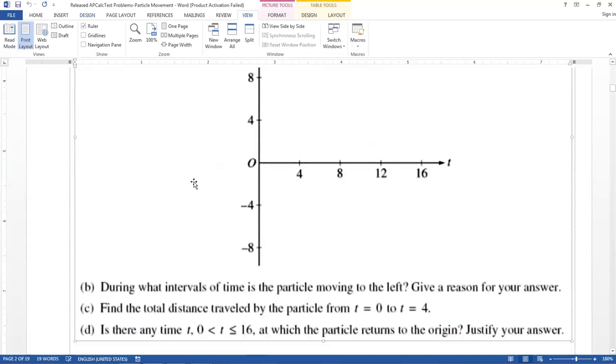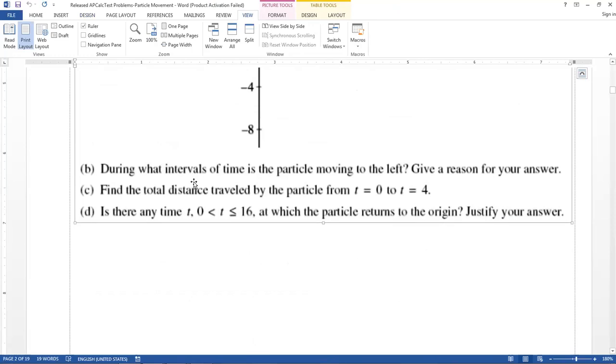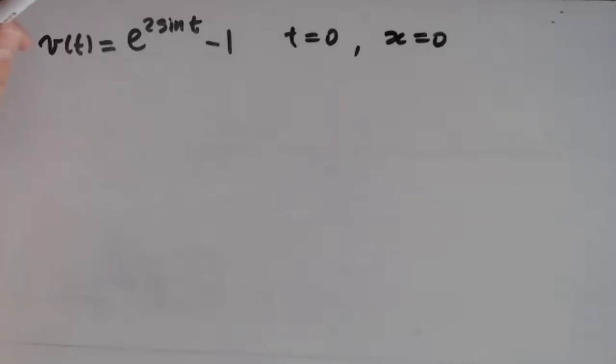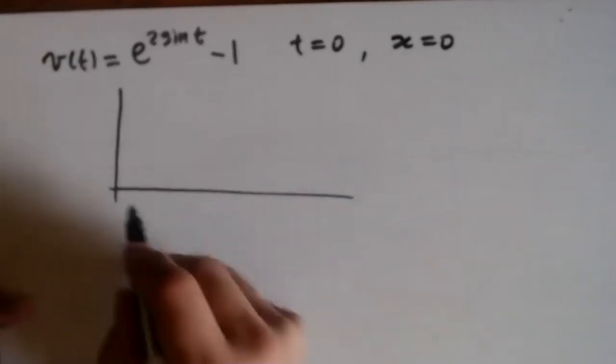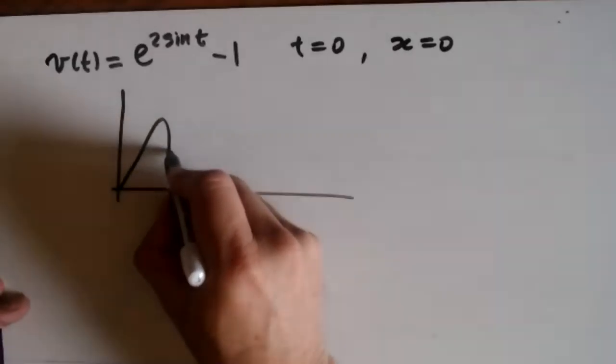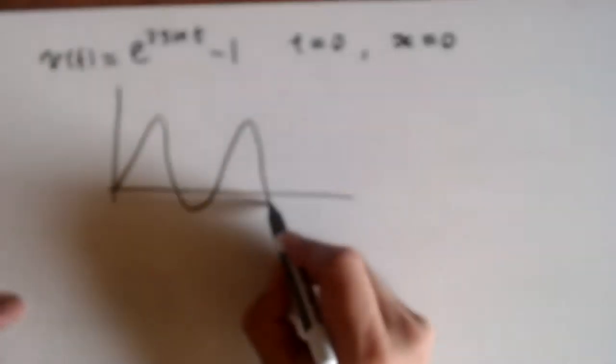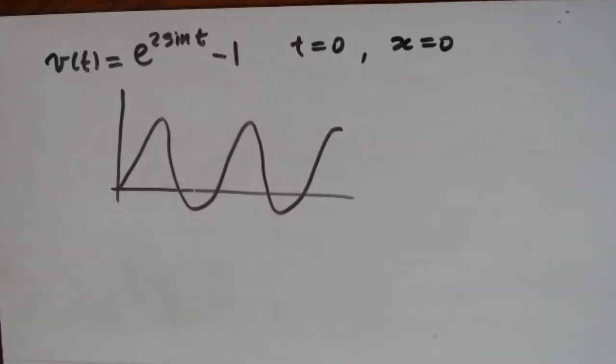You see? The second question is, during what interval of time is the particle moving to the left? Give a reason for your answer. So remember the graph of this thing. Let me just sketch the graph. The graph was more or less something like this, correct? Remember? It's pretty much like that, correct?